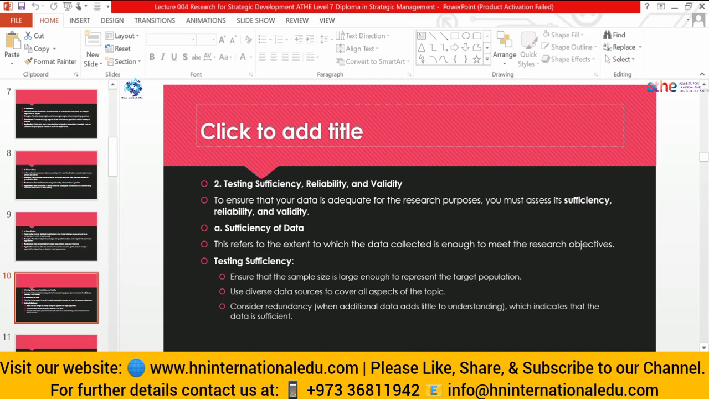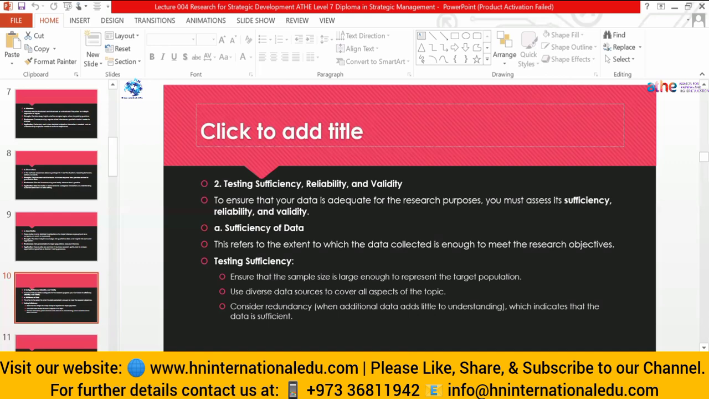Ensure that the sample size is large enough to represent the target population. Like when you have to apply a theory on a group of people, you actually decide the number, that you're going to do that on 50 people, 100 people, or 20 people. Use diverse data sources to cover all aspects of the topic. You're not going to depend your research on one aspect or on one link or one paper. You have to diversify it into different sectors.